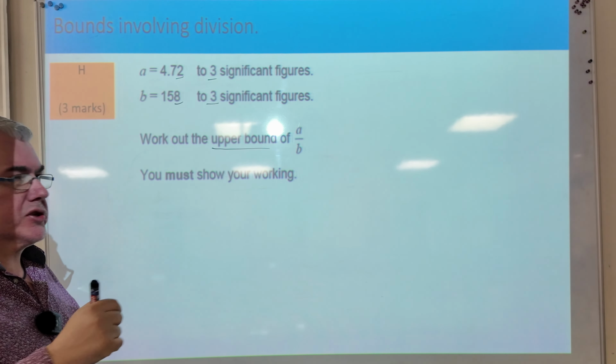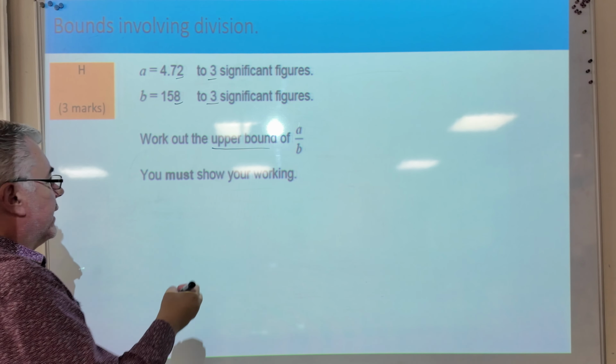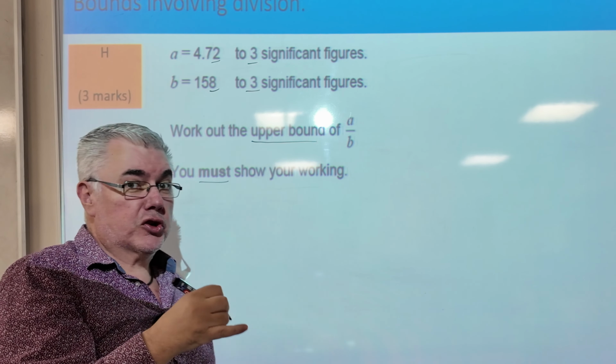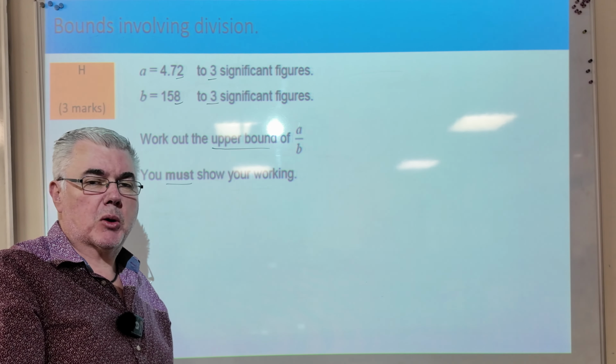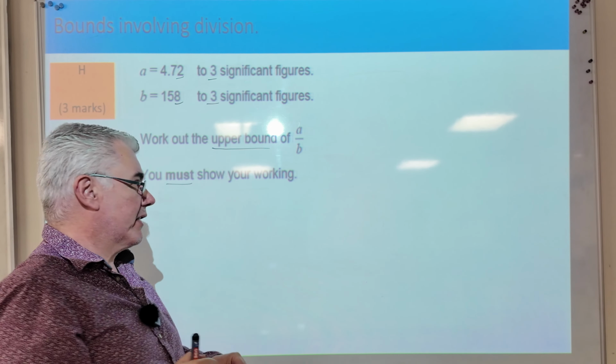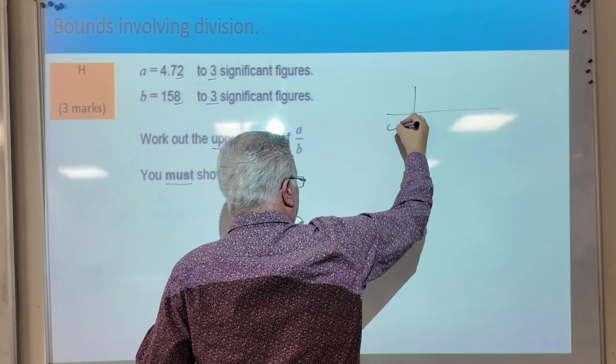You can always tell a bound question because they give you what it's been afterwards. You must show your working. That means a guess is not going to score you any marks on this type of question. As soon as it says this, you need to realise I must show all my working, otherwise I'm going to score 0. Okay, I'm going to do what I always do. I am going to draw a bounds table.